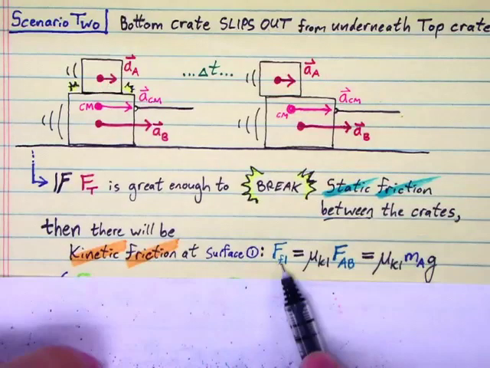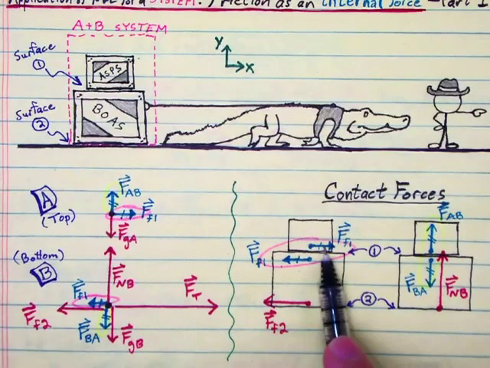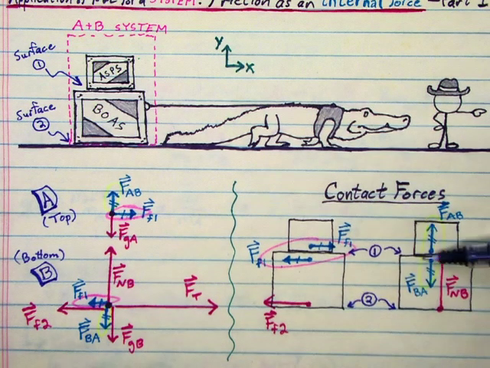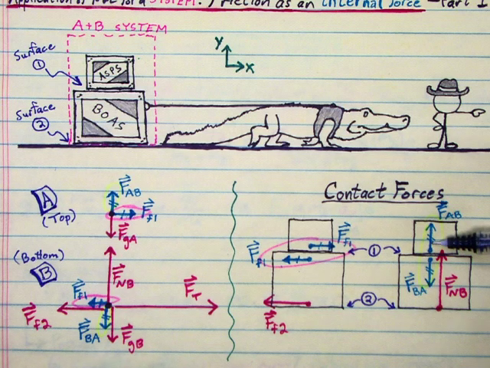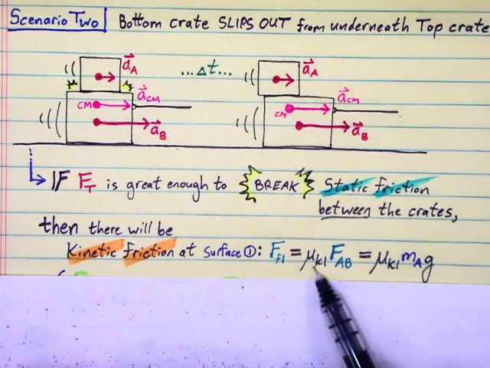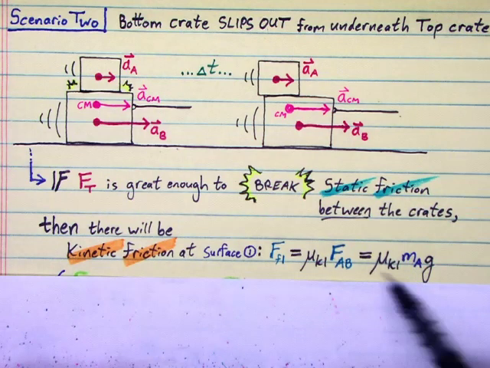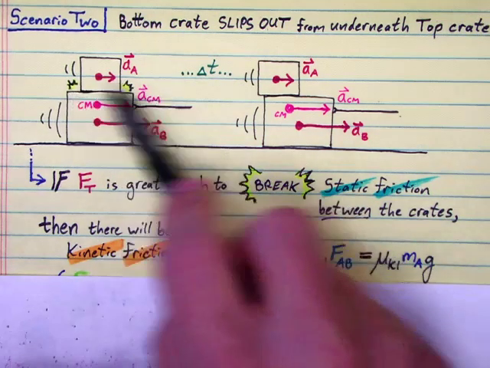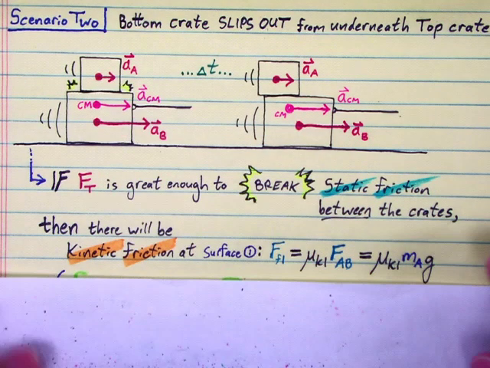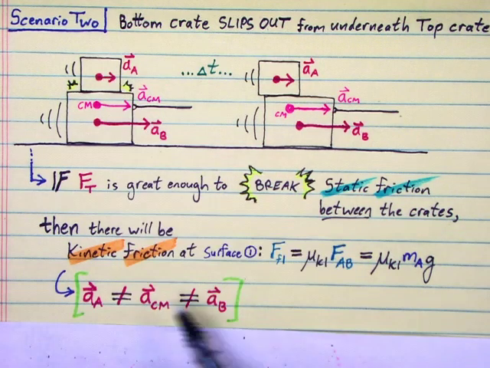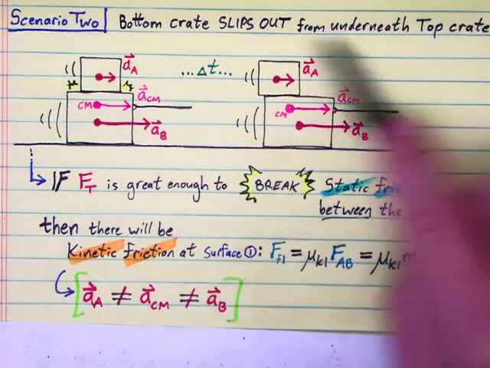So FF1, this friction here, becomes kinetic, and so we find it by doing mu k1 times this FAB right here. Mu k1 times FAB. We know the size of FAB, so there's our force of kinetic friction once slippage has occurred. And noting that they no longer have the same accelerations, we can see it illustrated here.